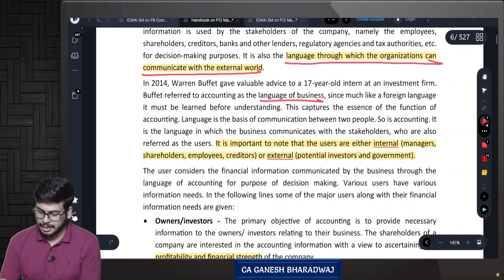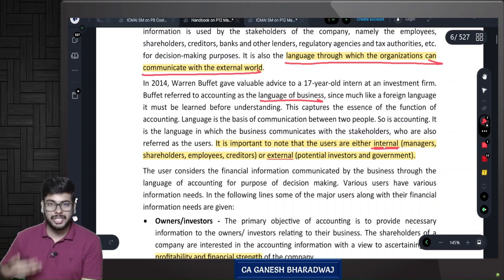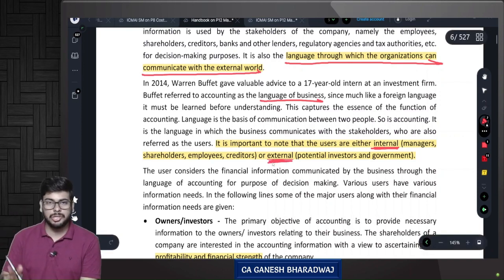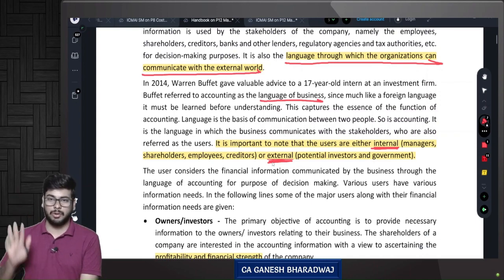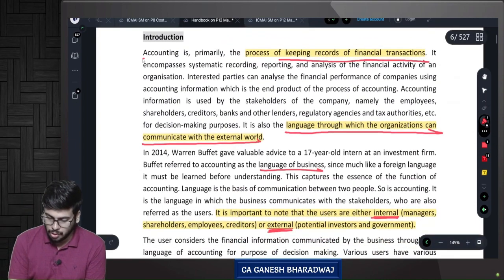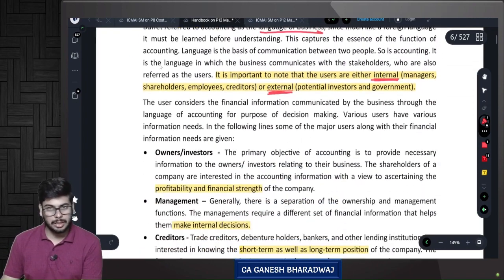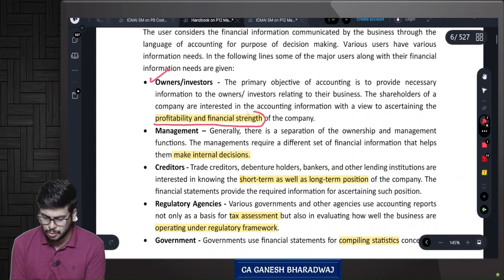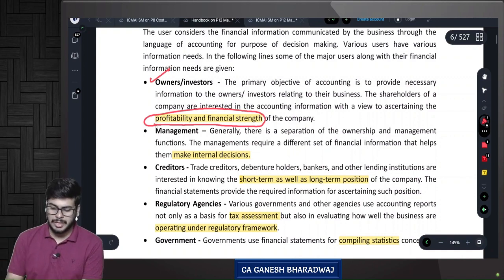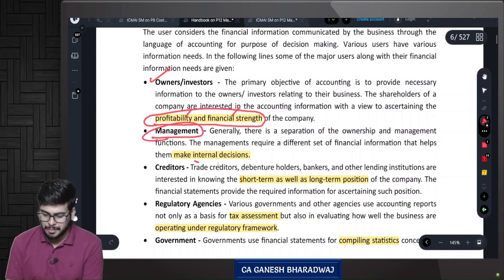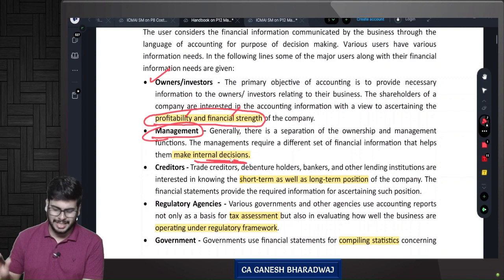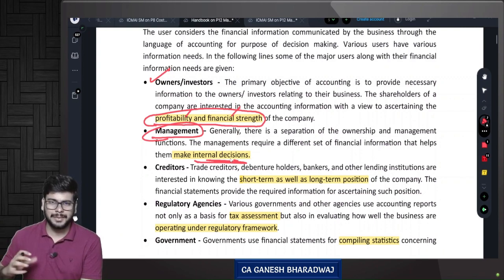It is important to note that the users are either internal, that is the managers, or external. Technically, when I say internal people, it's only the management. They're talking about accounting, not management accounting, just general accounting. So accounting users could be internal or external, correct? Owners or investors use the accounting data to know the profitability or the financial strength of the company: profitability through the P&L, financial strength through the balance sheet. Management wants to make internal decisions, and for that they use accounting information. By accounting, I mean financial accounting, cost accounting or management accounting. They are being very broad here, not very specific.